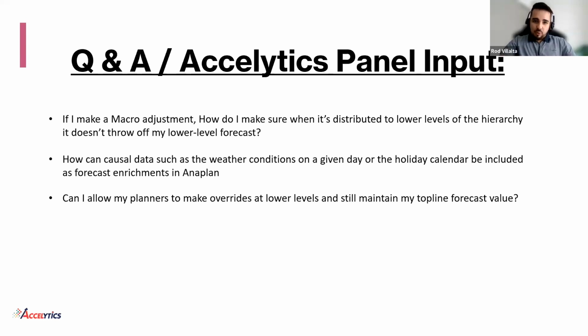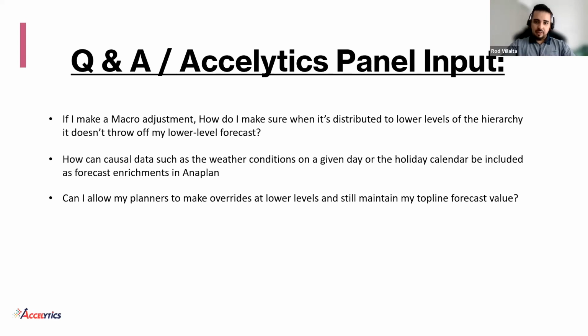Rod here. First question for the panel. So, Michael, what you were showing us just now, is it possible to allow the planners to make overrides at lower levels, but maintaining the top line forecast? Absolutely. So if we are doing overrides at a lower level, but we want to maintain, say, the top line forecast of 10,000, Anaplan can actually be designed so that it will adjust the mix at the lower level to still hold true to that top line original forecast.